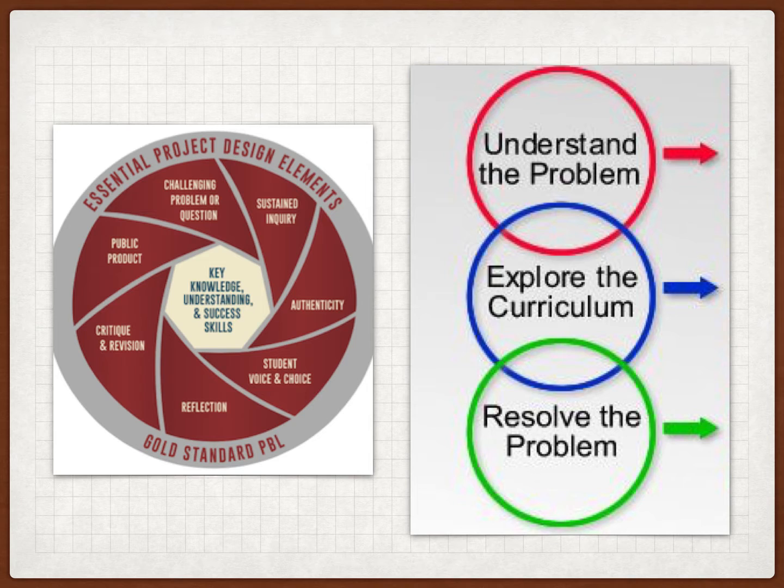But the BIE model has 8 essential elements, the center of which is the standards that you want students to know, but also success skills like collaboration, critical thinking, creativity, things that we don't always focus in on, but that's a huge piece of the learning process. And then it expands on how you get to the content, by including an inquiry, an authentic situation, student voice and choice, reflection, critique and revision, a public product, and a challenging problem or question to kick it off.